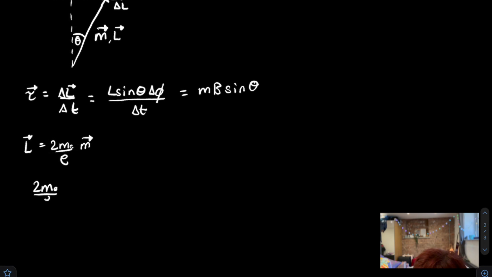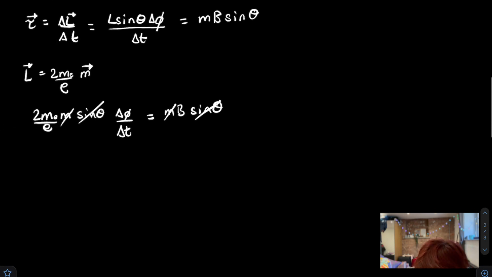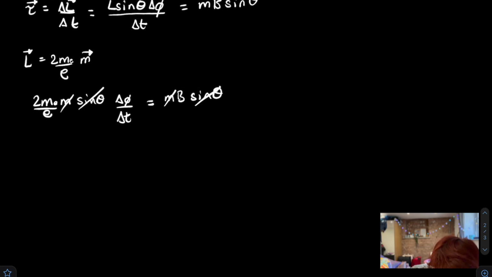2m_e divided by e times the magnetic dipole moment times sine theta times delta phi divided by delta t is equal to mB times sine theta. Sine thetas are going to cancel out, as you can see right here, and we're also going to have a magnetic dipole moment factor cancelling out right there. And so if we rearrange this for B, we get that B is equal to 2m_e times m divided by e times delta phi divided by delta t right here.